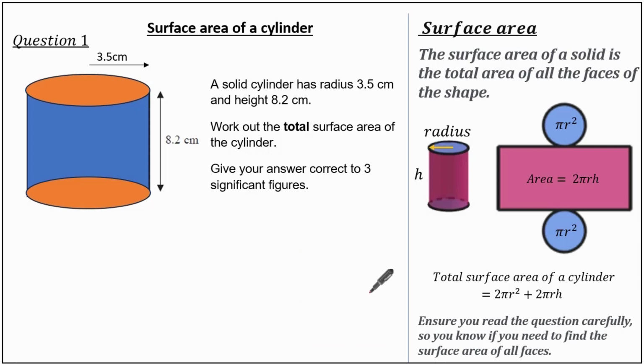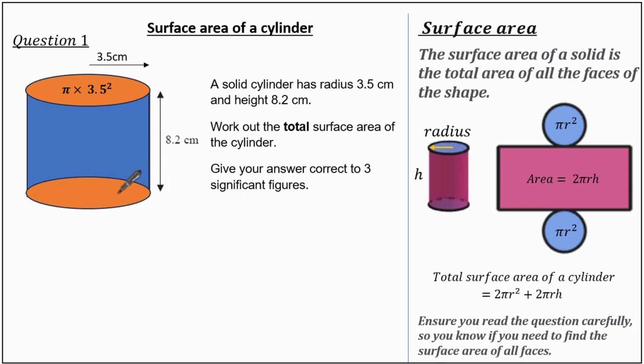So let's label what we know. We know the question wants us to calculate the total surface area. So let's break it up into our faces. Firstly, the area of this circle is simply pi times the radius squared. So it's pi times our 3.5 squared.